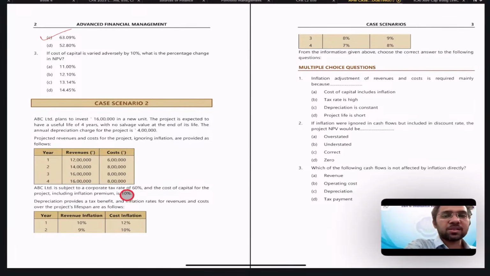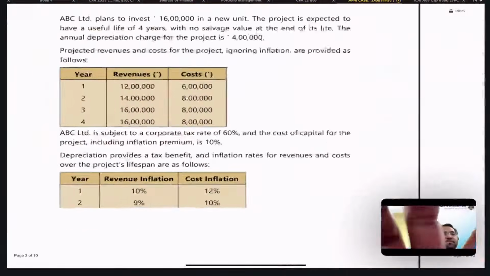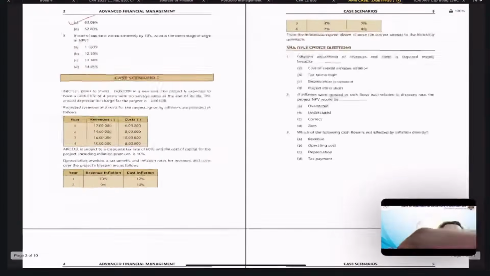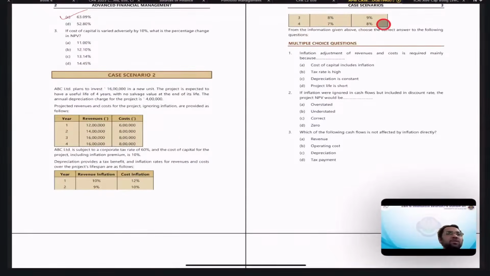is 10%. So this is including. So this 10%, is it a nominal rate or a real rate? It is a nominal rate, because it includes the inflation premium, right? The depreciation provides a tax benefit, and inflation rates for revenue and cost over the project's lifespan are as follows. So for years 1 and 2, and also years 3 and 4, we have the revenue inflation and cost inflation. From the given information, choose the correct answer.